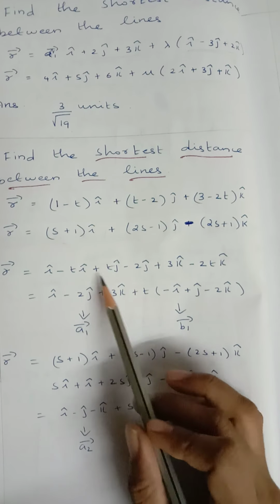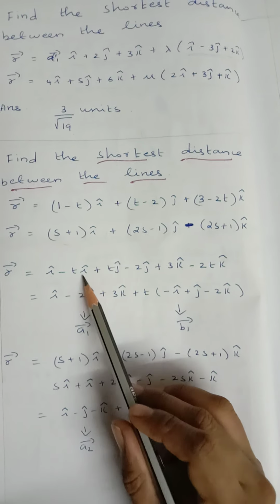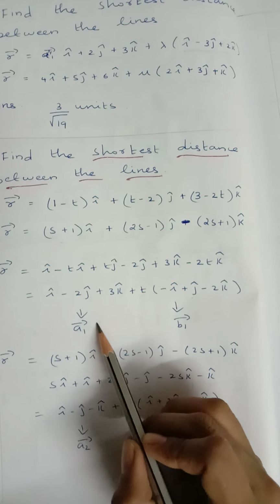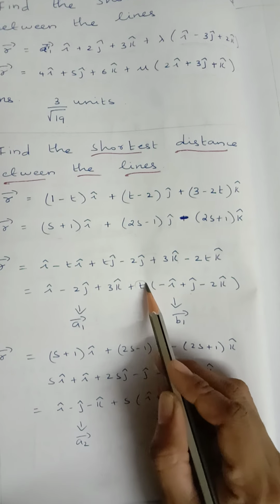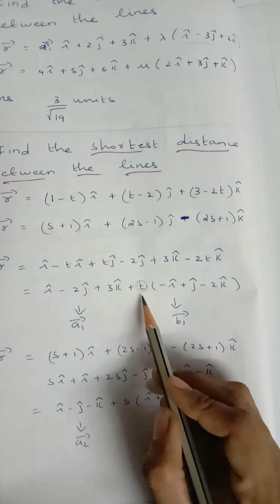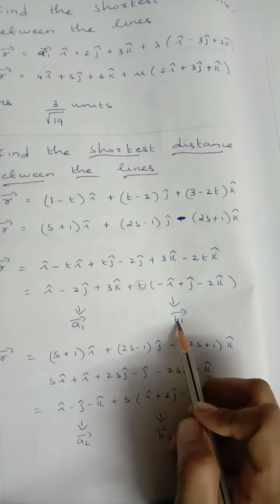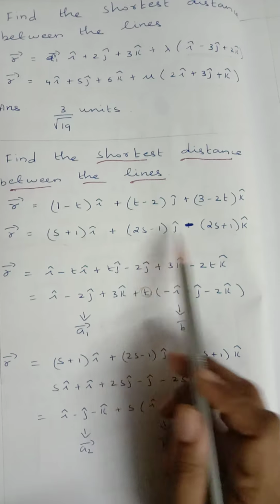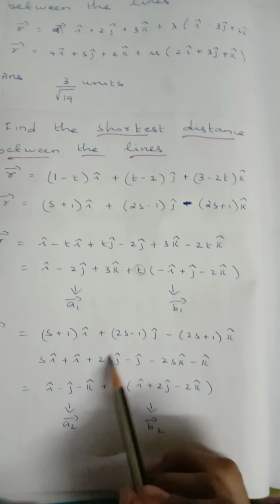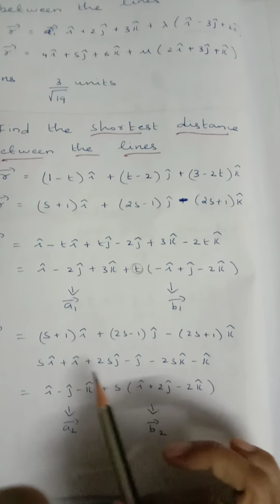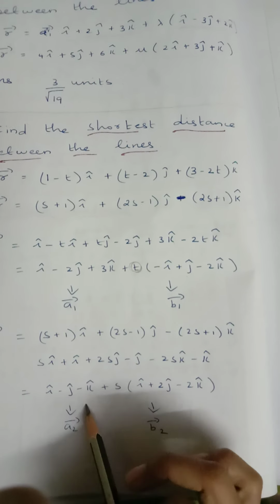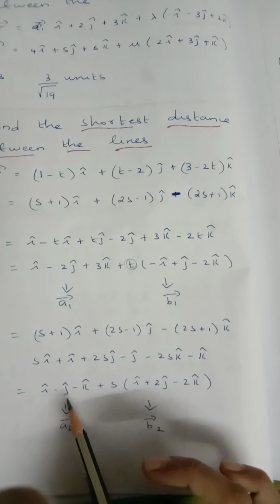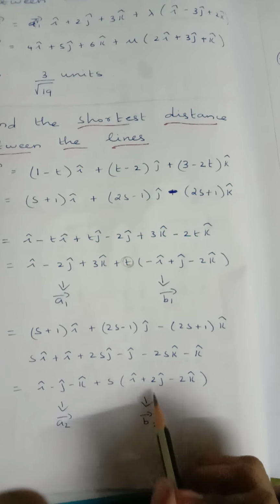Take t common from all these three terms. So you will get minus i plus j minus 2k. So this is your A1 and this t is like your lambda, so t into B1. Students, the same way here also you can multiply i inside, j inside, k inside. After multiplying, I am getting an equation like this. In this you take i, j, k separately and take s common from these three terms and you are getting this. This is your A2 and this is your B2.